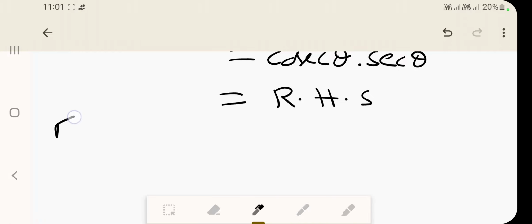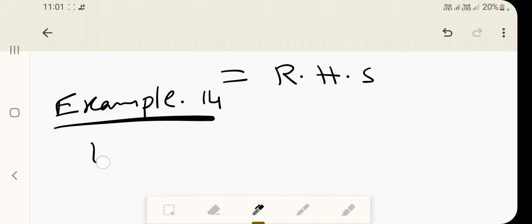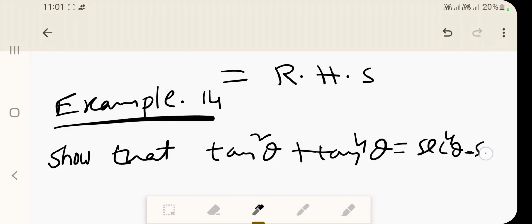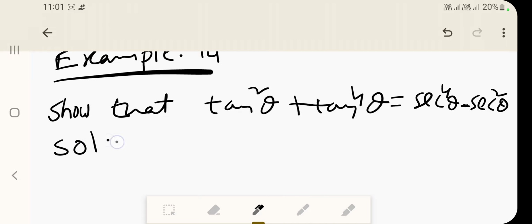Okay. Next we have example number 14. What they have asked is, show that, this type of problems they have asked, show that tan square theta plus tan to the power of 4 theta is equal to secant to the power of 4 theta minus secant square theta. Okay, so this is what they are asking to show.